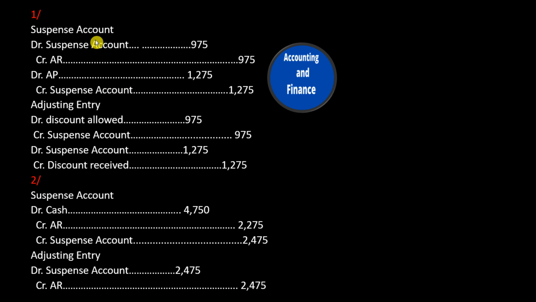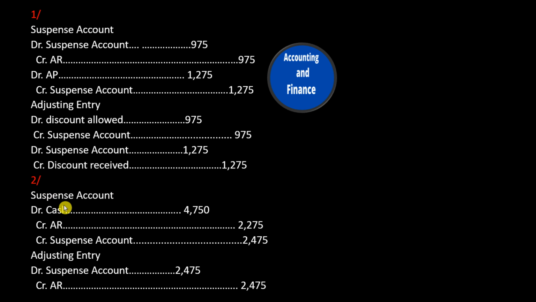1. Suspense account. Debit suspense account, $975. Credit AR, $975. Debit AP, $1,275. Credit suspense account, $1,275. Adjusting entry. Debit discount allowed, $975. Credit suspense account, $975. Debit suspense account, $1,275. Credit discount received, $1,275.